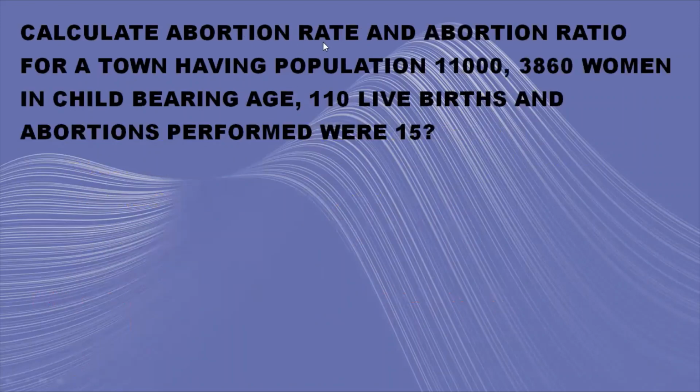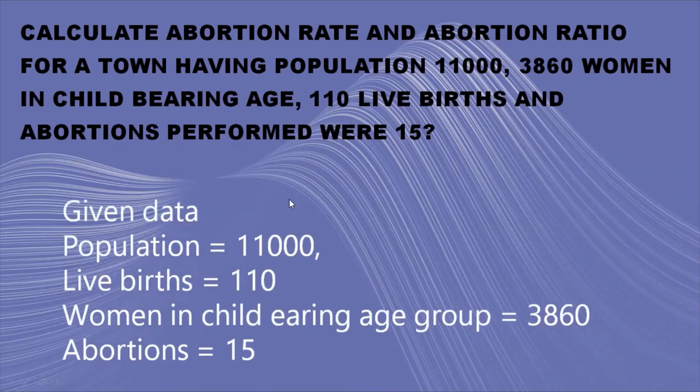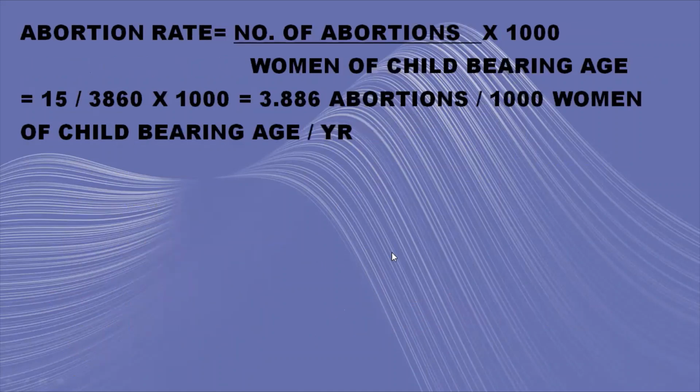Now we have to calculate the abortion rate and abortion ratio for a town having population 11,000, 3,860 women in childbearing age, 110 live births, and abortion performed were 15. So there were 15 abortions, live births are 110, and women in the childbearing age out of 11,000 are 3,860. So this is the given data. Now we have to calculate the abortion rate and ratio.